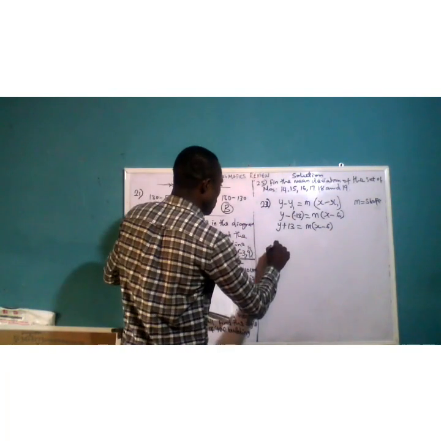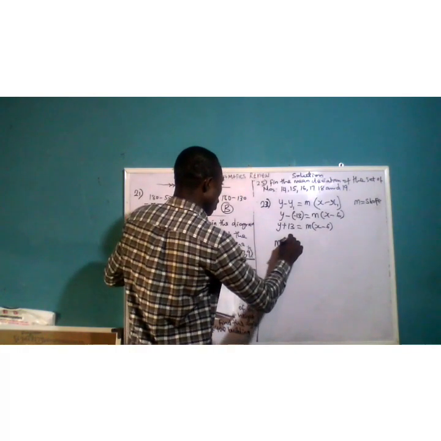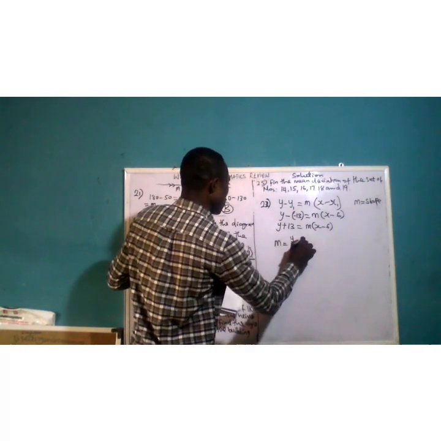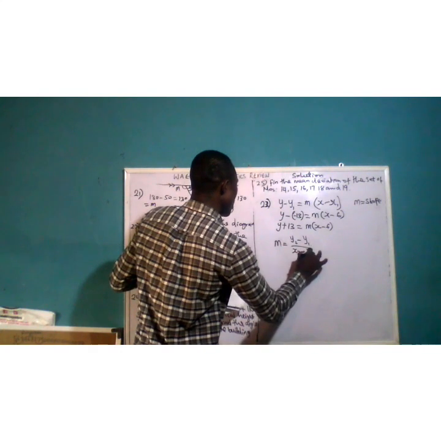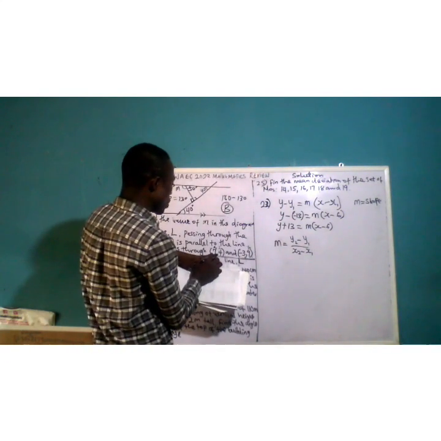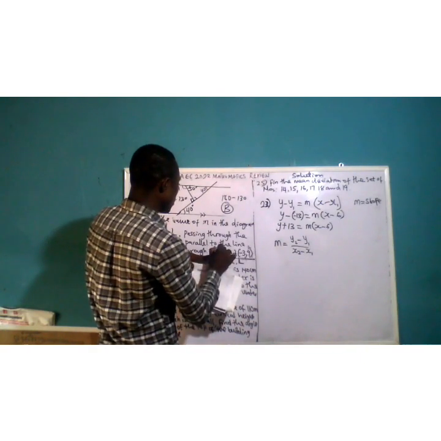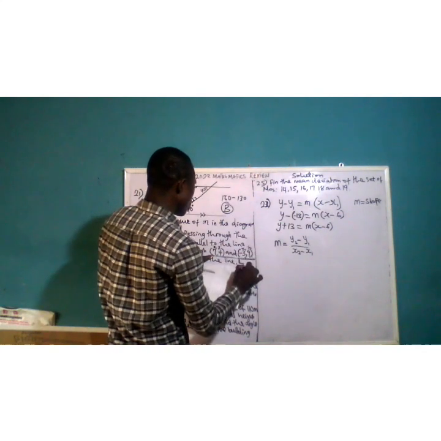So the slope, like I stated earlier on, m, is equal to y2 of this line minus y1 all over x2 minus x1. Looking at this, what is y1, what is y2, what is x1, what is x2? So this is y1, this is x1, this is y2, this is x2.